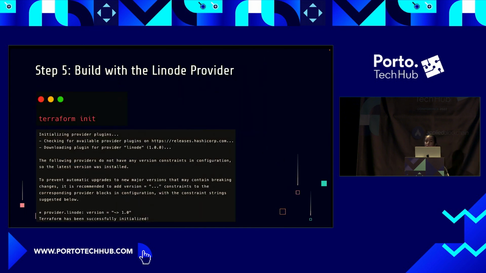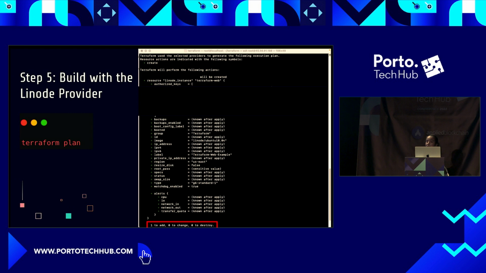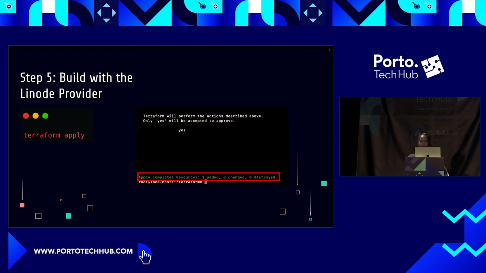Now we need to initialize Terraform by running terraform init. Then you run terraform plan. It creates the execution plan. It's going to look at the configuration file and say, okay, you want to create this instance, and these are the configurations you set. You're telling Terraform, I want to create these specific resources with these configurations.